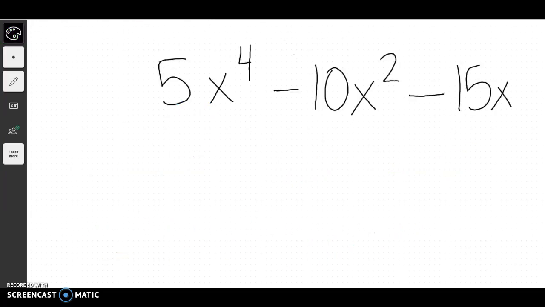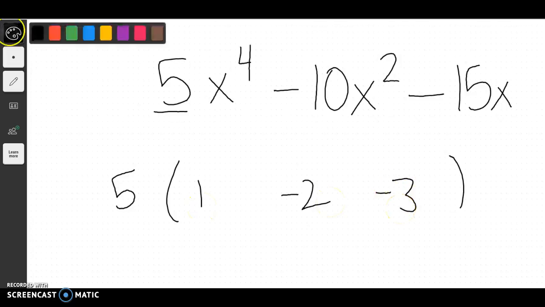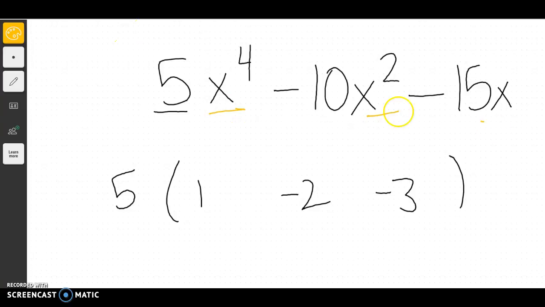Let's try a second example. Again, similar idea. I know that they multiplied everything by 5, so that's the first thing I could take out. That would leave me 1 on the inside, negative 2, and negative 3. Then I look at the x's, and I can see that they all share an x, so I know that they took out an x. If they took out an x, that would leave me with 3 x's here, just a single x here, and no x's there.